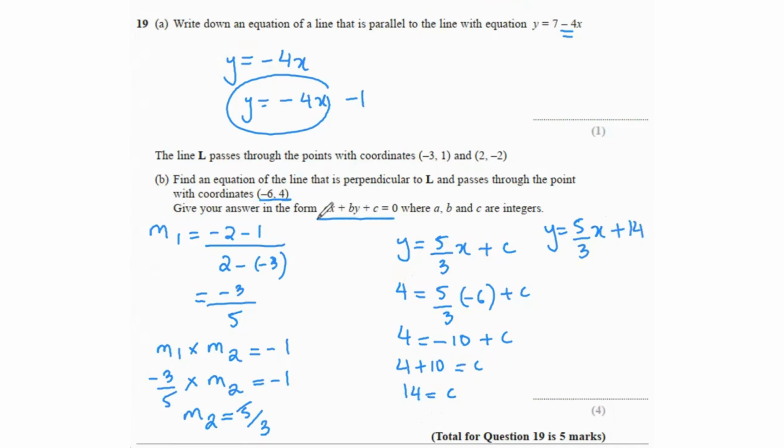They want the equation in this format, so we multiply everything by 3 to get rid of the fraction. So 3y equals 5x plus 42. Bring all of the terms on one side, so -5x plus 3y minus 42 equals 0 is your final answer.